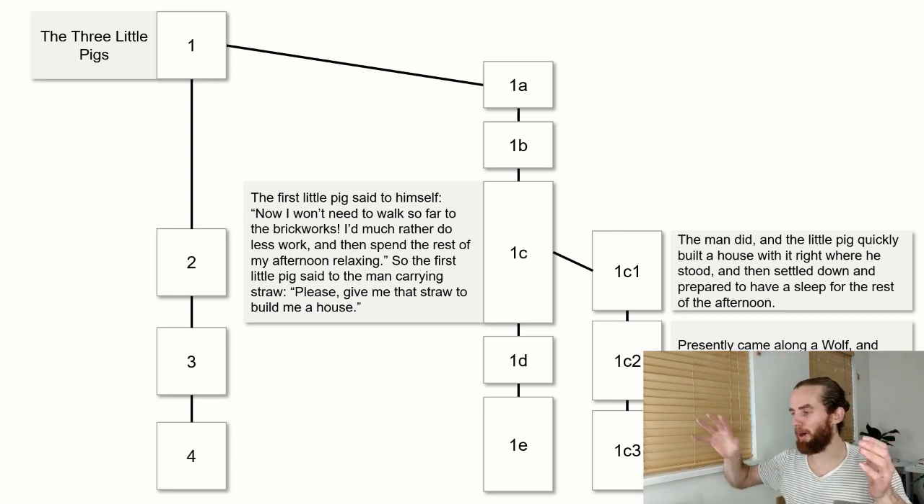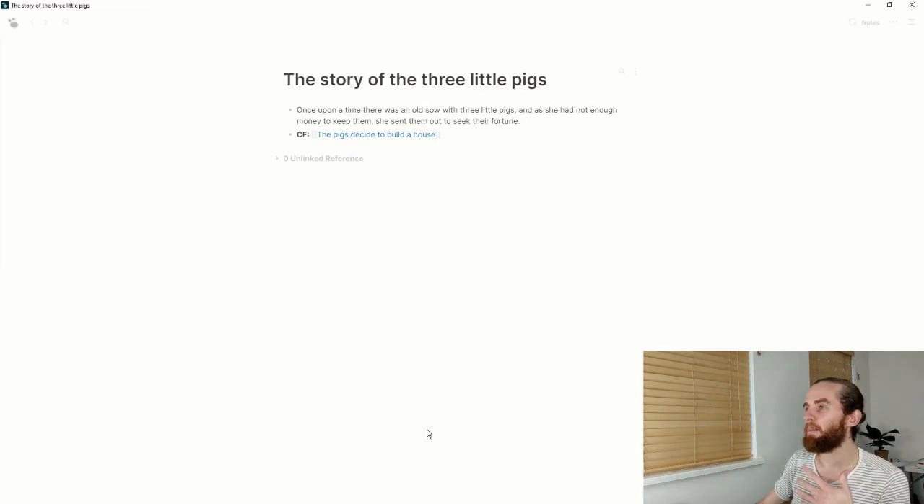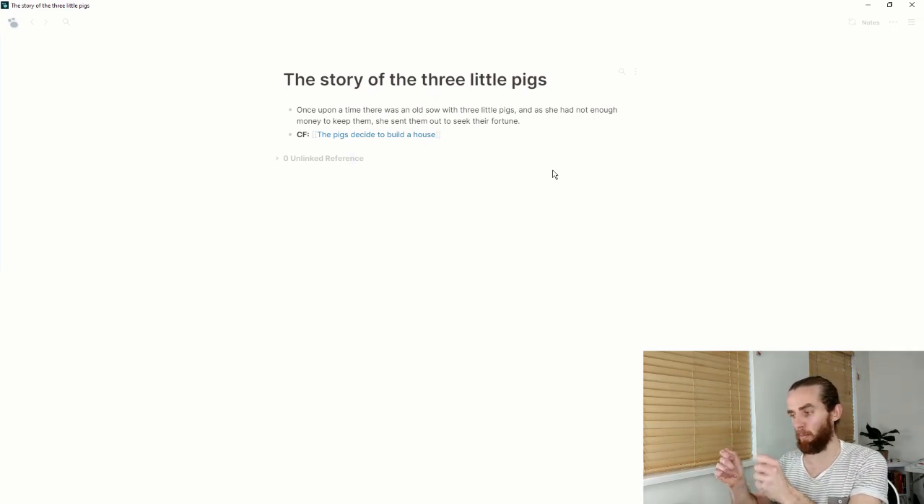And now I'm going to start with a note, and all my notes are pages. So that's like that atomicity of it. Like they can all be in one page and I can reference them and create those links on my graph. So once upon a time, there was an old sow and she sent out her piglets to seek their fortune.